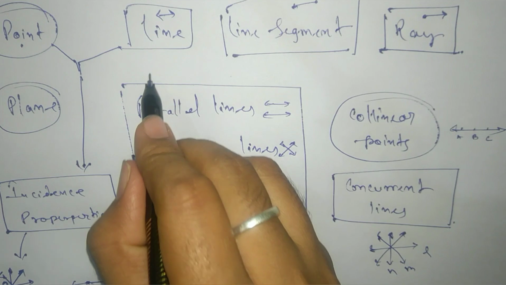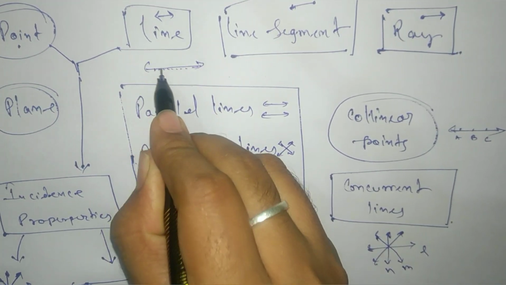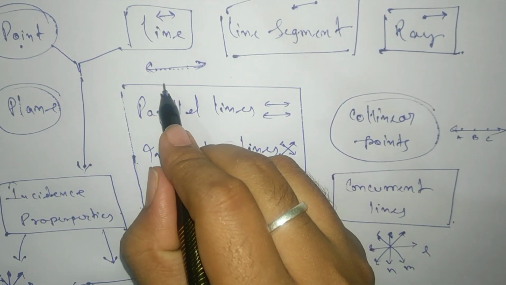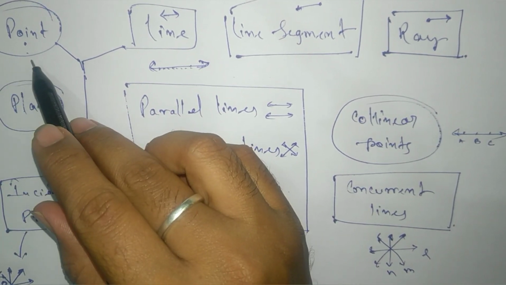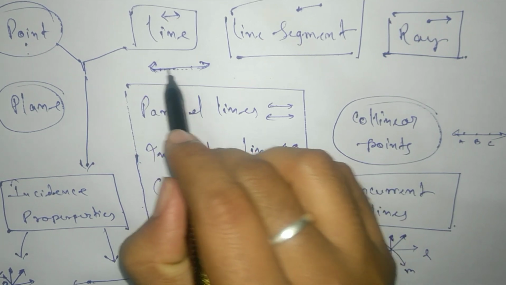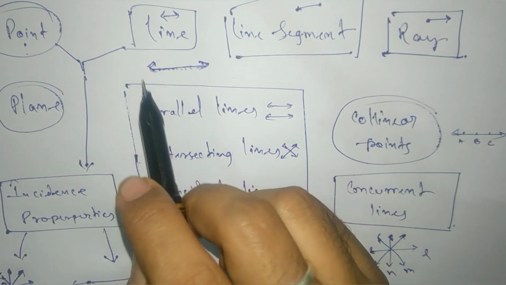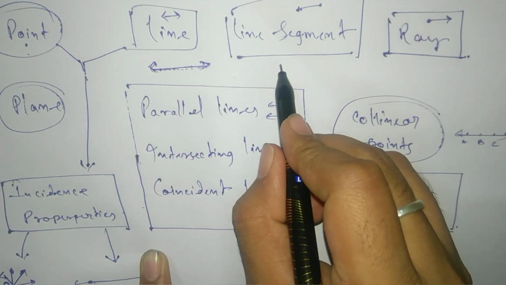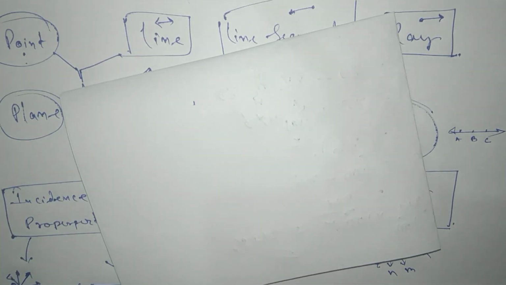Line is a collection of points, and if you join them infinitely, there are an infinite number of points. If you join them, you will get a line. A point has no dimension, that means no length, no breadth, no height. But a line has a dimension, length is there, but we cannot measure. Remember, a line segment is a part of a line, that means it can be measured. This we can measure.